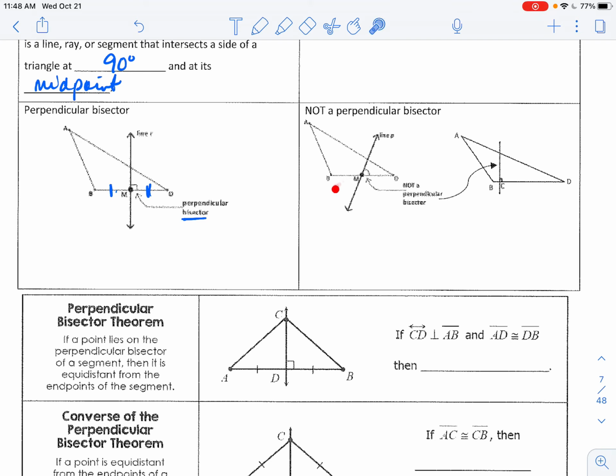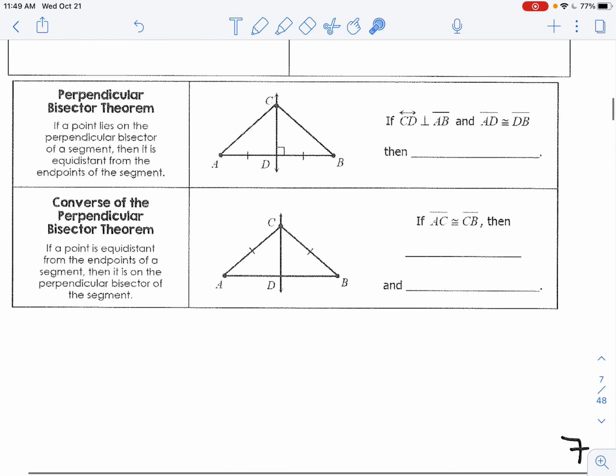Here are some examples that are not perpendicular bisectors. You can see that this is not a right angle, and over here on this one, this is not at the midpoint because these segments are not congruent.